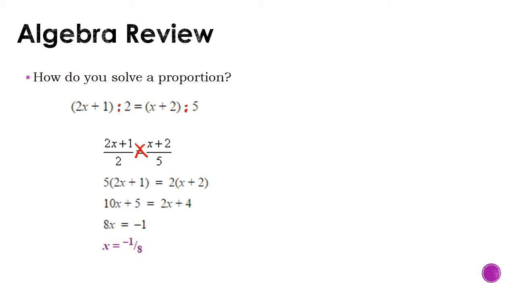Proportions on the ACT are also often written as word problems. For example, if a snowstorm dumped 18 inches of snow in 12 hours, how many inches were falling per hour? You want to read the word problem in order and write fraction equal to fraction. 18 inches in 12 hours equals how many inches in 1 hour? Then we can cross multiply and solve.